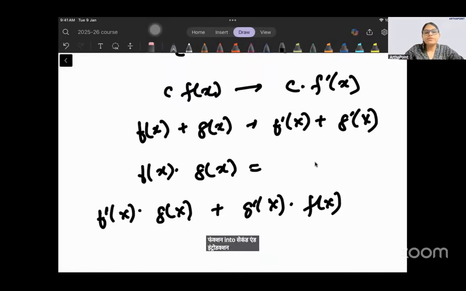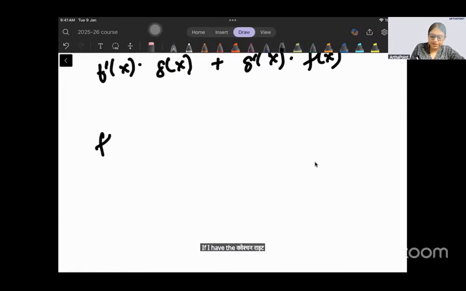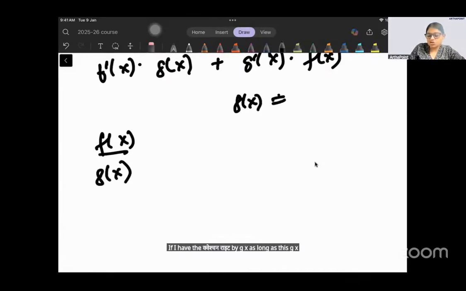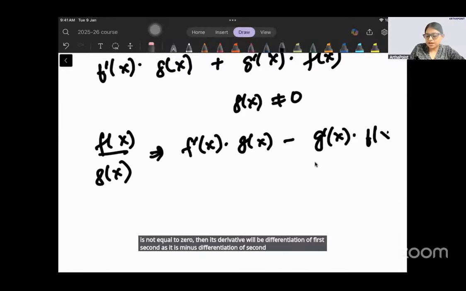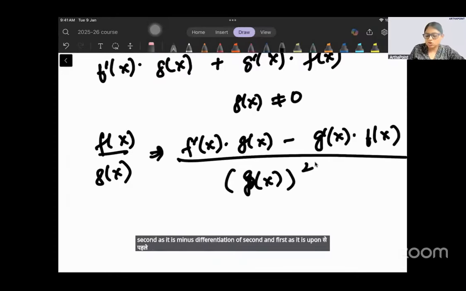If I have the quotient, right? So if I have f(x) by g(x), as long as this g(x) is not equal to 0, then its derivative will be differentiation of first, second as it is, minus differentiation of second into first as it is, upon second whole square.